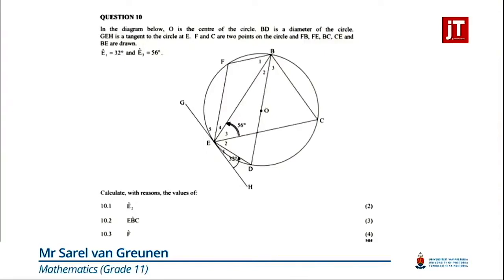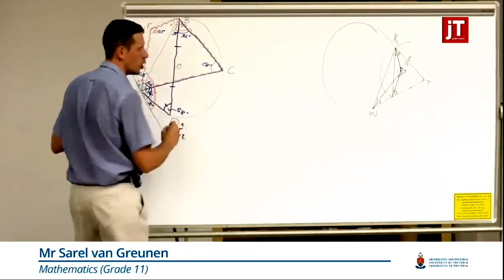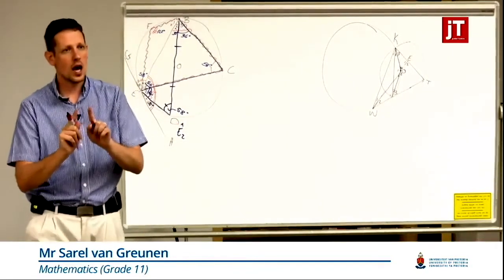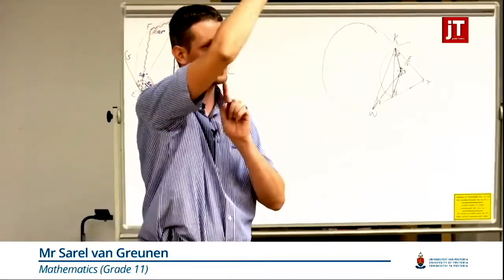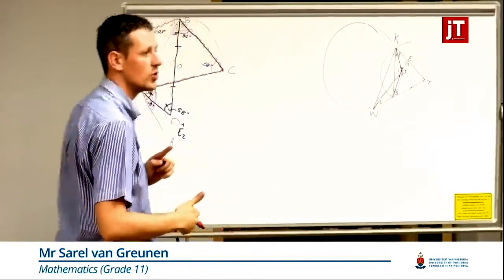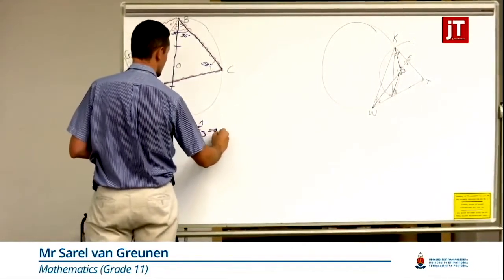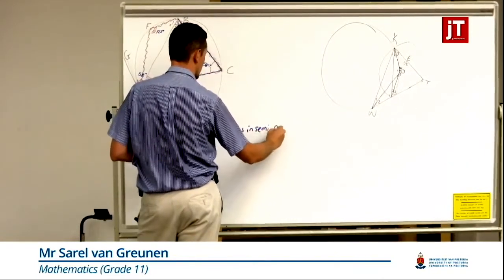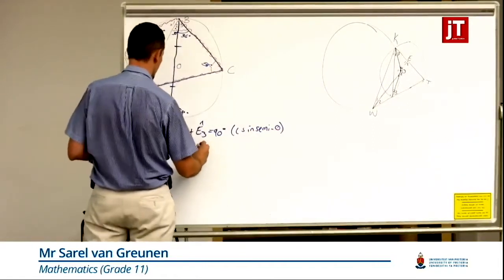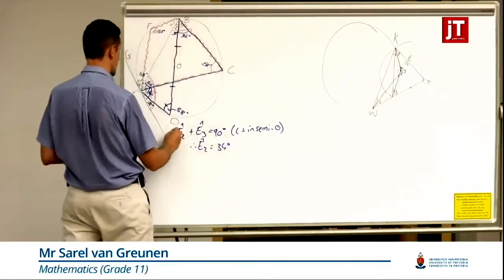Well, I would start by saying, okay, how did I get that one to be 34? Now I go, what do I know about E2? Guys, look at the way I approach it. I look at the answer. They're asking me for E2. Now I ask myself, what in my theorems told me something about E2? But E2 plus E3 must be 90 degrees, angles in semicircle. So therefore E2 is 34 degrees. There's my first one.